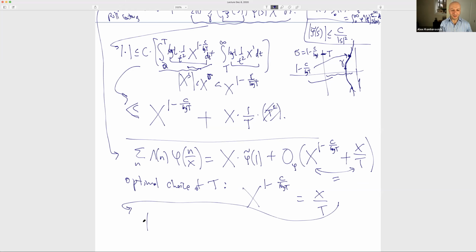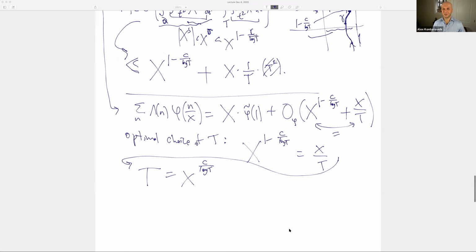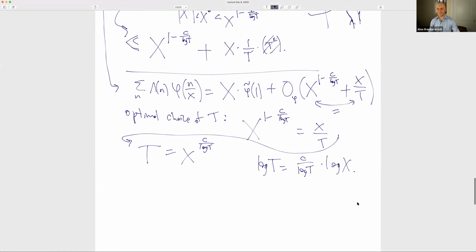Let's play with this a little bit. I'll move the t to the other side. I'll move the x to the constant over log t to this side. And the x to the 1 and x to the 1 cancel. Let's take logs of both sides since I want to get to this exponent. So I have log of t is equal to constant over log t times log x. And we can move this to the other side. So log t squared is equal to constant times log x, which means log t is the square root.